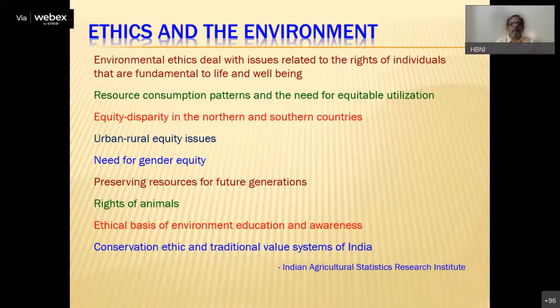Then ethical basis of environment education and awareness, which must be in every school and education institution. People must be made aware about the environment and the problems which are dogging the environmental situation these days. Then finally, of course, we have conservation ethics and traditional value systems of India. If you go and see, especially in the rural areas, there are a lot of traditional value systems, which if only they are adopted even in the urban areas, it will matter a lot. So this is something on environmental impact of ethics, and this is also a part of this particular course.